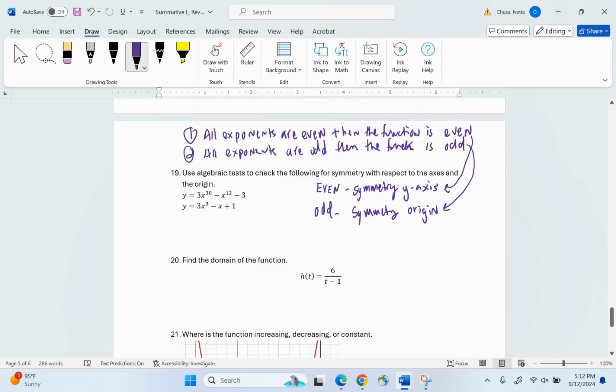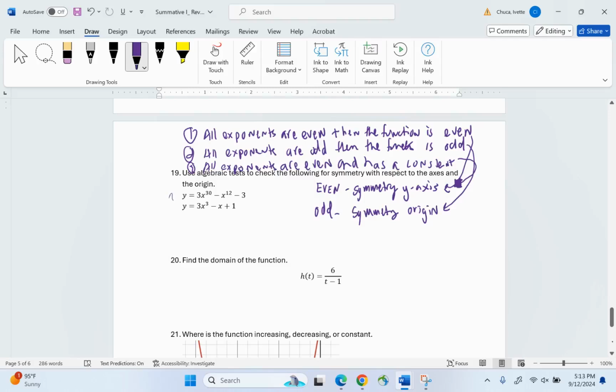We also saw that if you have a number like -3 here, a constant, and the exponents are all even, so you can have the number 3 here. All exponents are even and it has a constant, then the function is going to be even also. But if all the exponents are odd and it has a constant, then it's going to be neither.